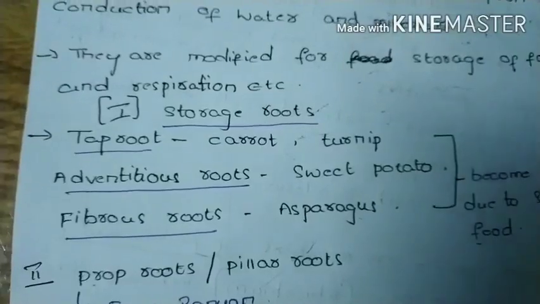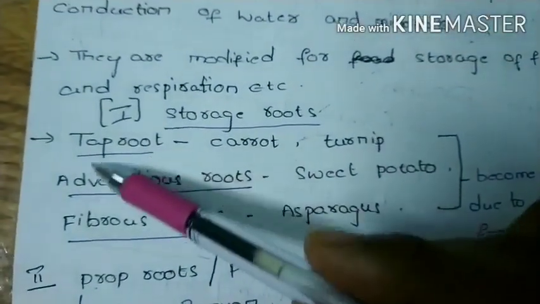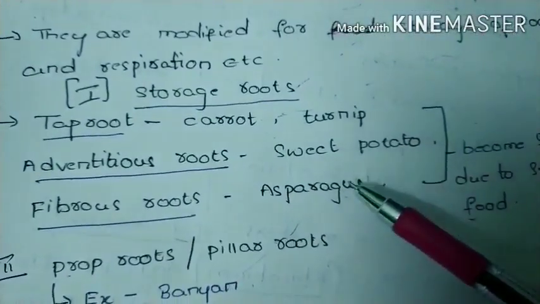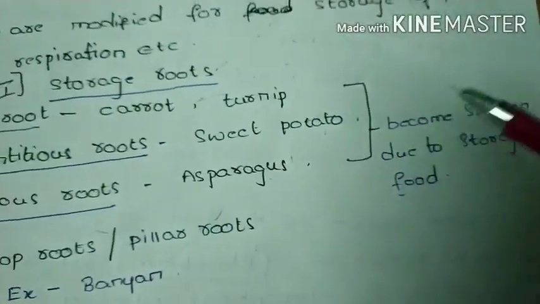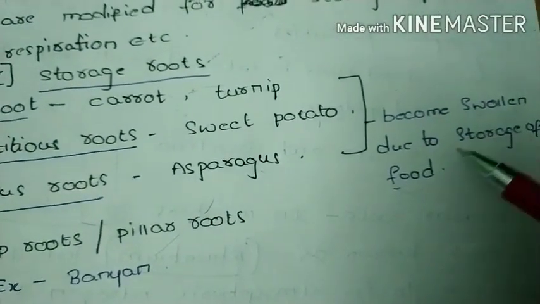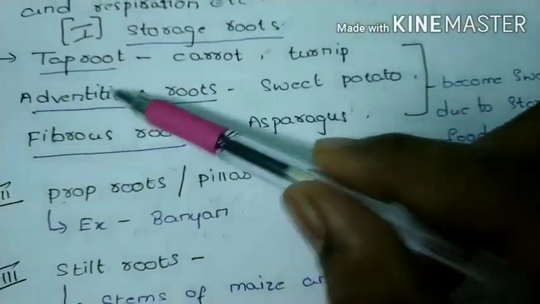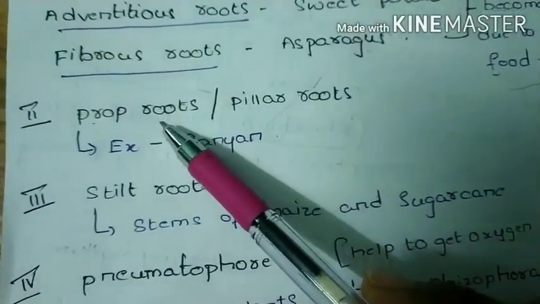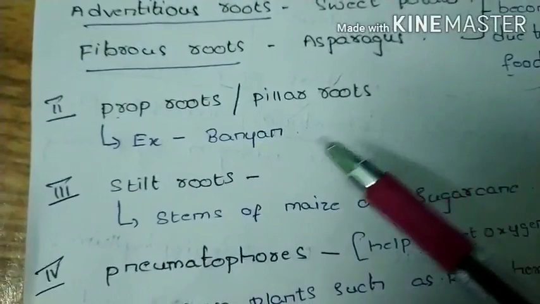If a root gets modified for storage, these are the three types of roots, tap root, adventitious roots and fibrous roots, which store food materials. If they store food material, they become swollen due to the storage of food. This is the storage root. Now have a look here, prop root or pillar root. An example for this is the banyan tree.